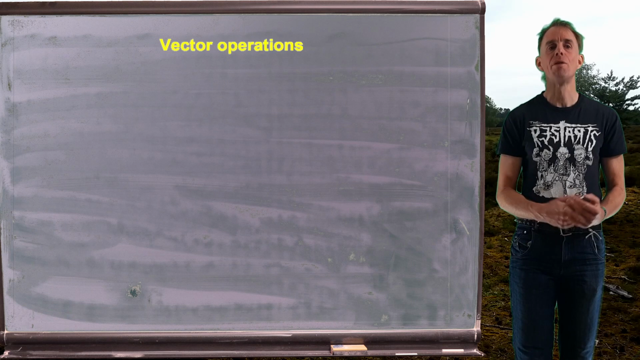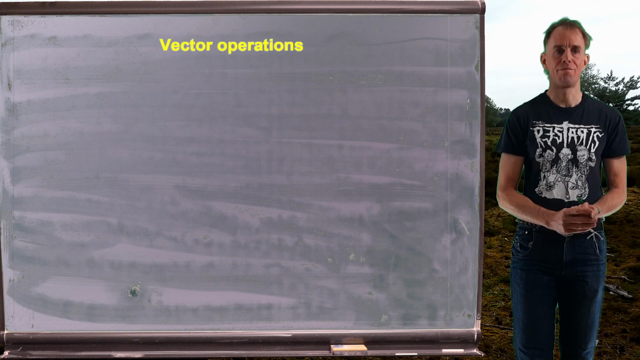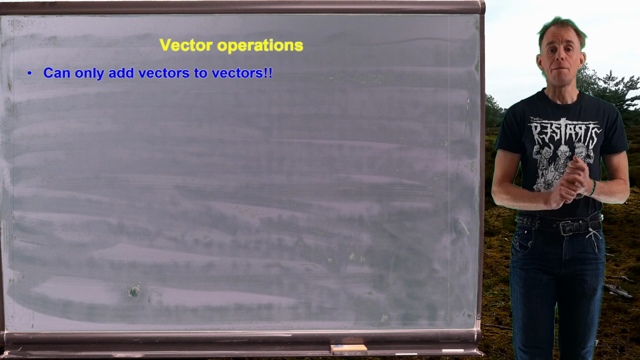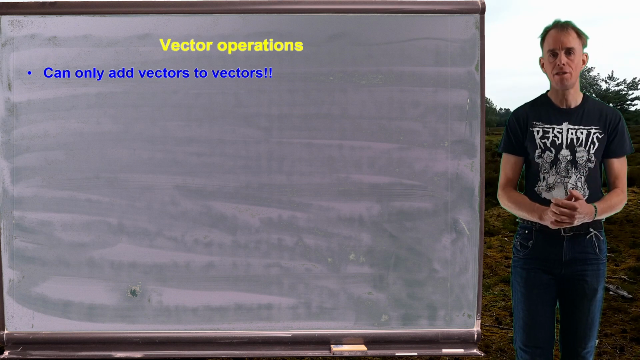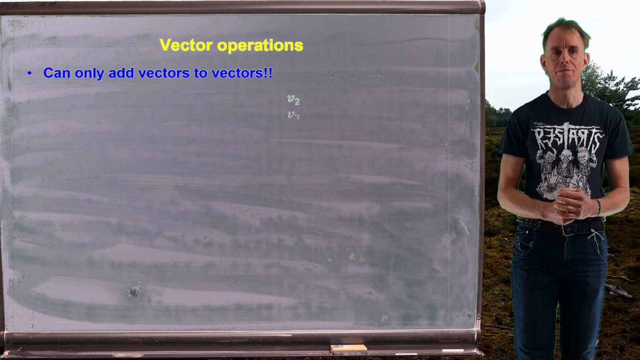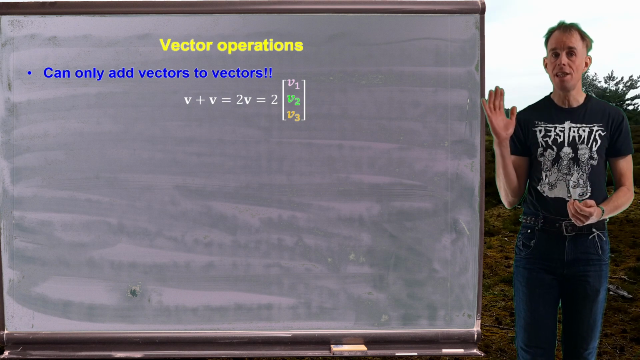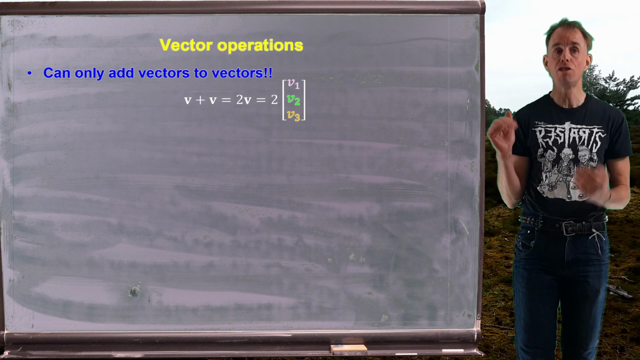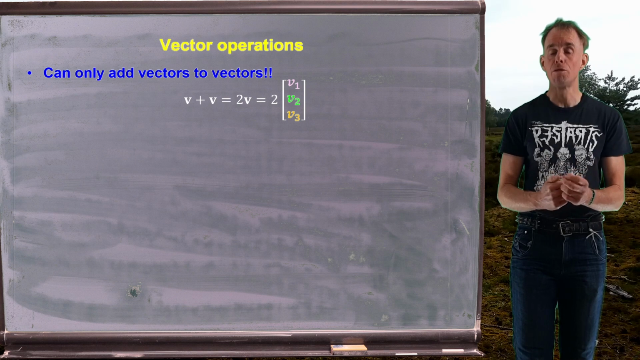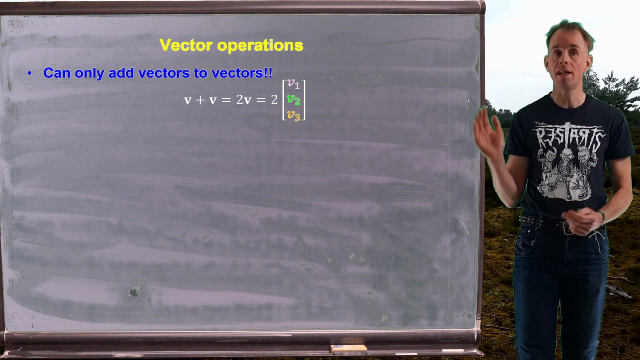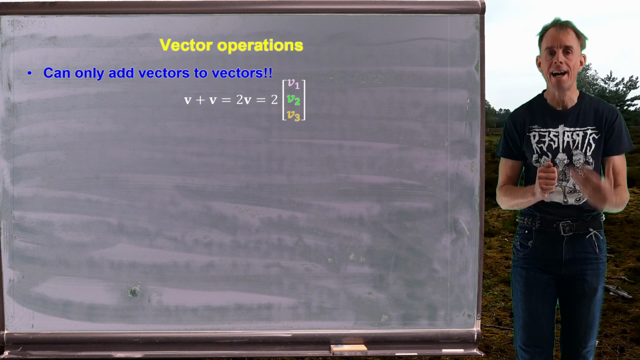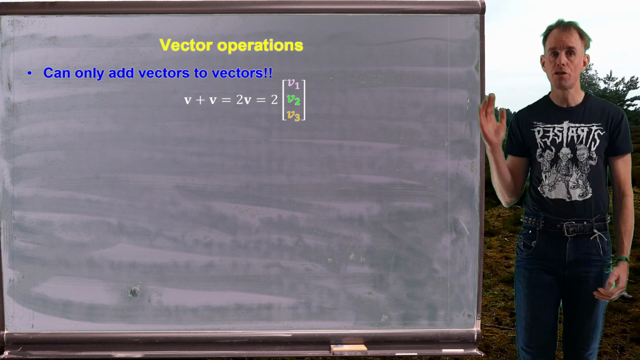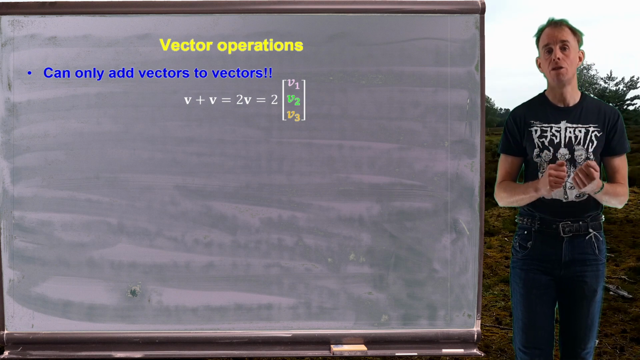So let's think about how we can operate with vectors. First and importantly, we can only add vectors to vectors. We can't add scalars to vectors. We can't add tensors to vectors. So we can only add like to like. So for example, we might add v to itself to give us 2v. So v plus v gives us 2 times v. But note, 2 there is a scalar. So we can multiply these vectors by a scalar, but we just can't add scalars to a vector. And the result will just be twice v1, v2, v3.